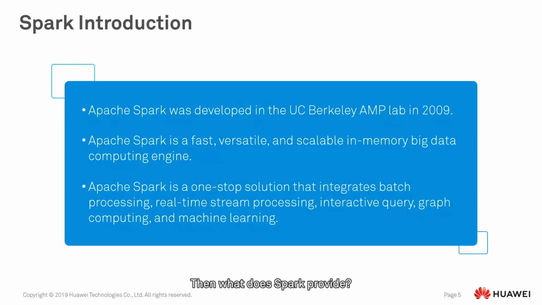Then what does Spark provide? Spark provides a one-stop data analysis capability and supports flow-based processing in small batches, offline batch processing, SQL query and data mining, graph computing, and machine learning. Users can seamlessly use these functions in an application.